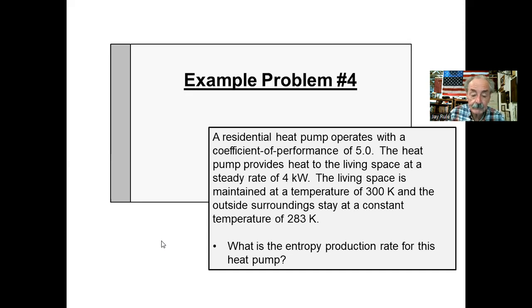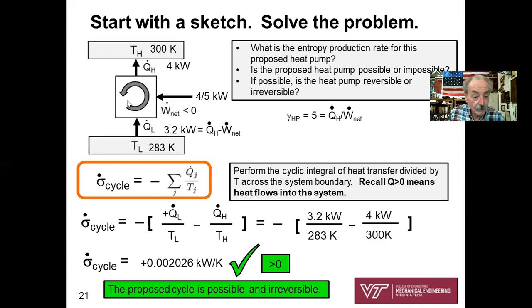All right, let's see what we've got. We're going to draw our sketch, and let's see what was given. What was given was 4 kilowatts of heat is flowing into this room at 300 K. Heat is being transferred from outside at 283. We were given neither the net power needed to run it, nor the heat flowing out of the surroundings. But we were given the coefficient of performance of the heat pump of 5.